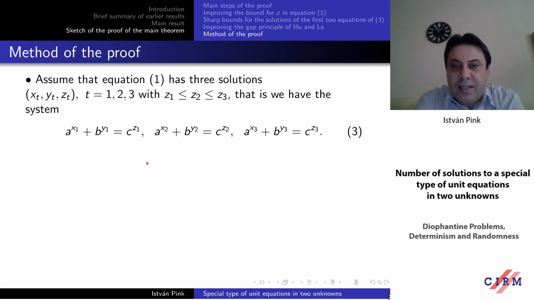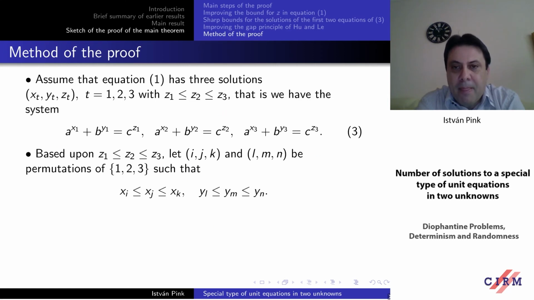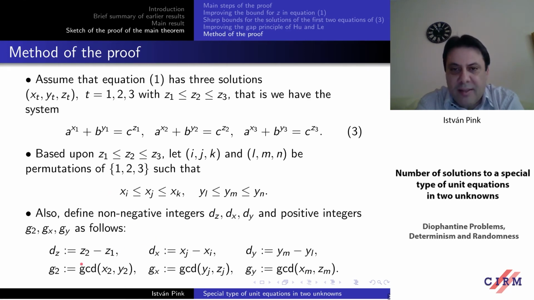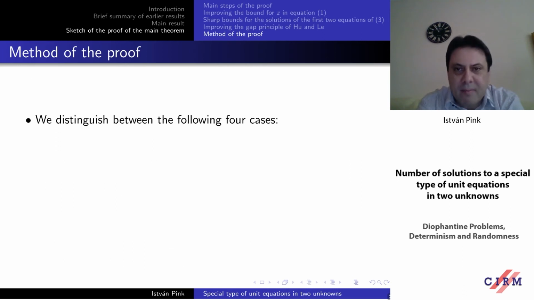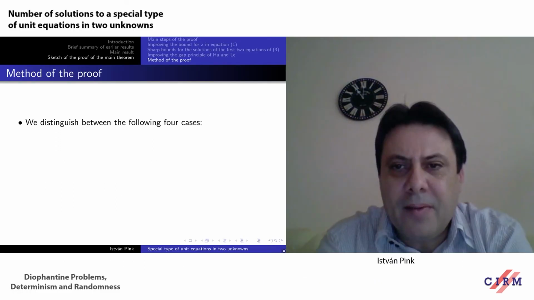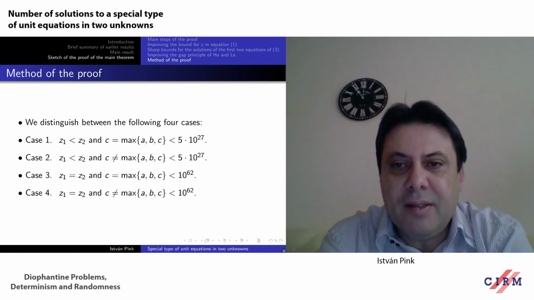Assume that our equation has three solutions. You can see here the system. We may assume without loss of generality that Z1 is less than or equal to Z2, less than or equal to Z3. And corresponding to this ordering, of course, we can order the corresponding x's and y's in this form, as you can see on the slide. Moreover, we denote by dz, dx, and dy the differences of the first two quantities, and gz, gx, and gy are the corresponding greatest common divisors.